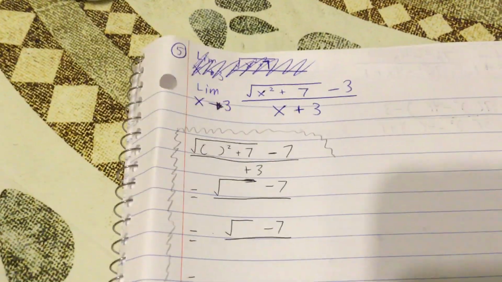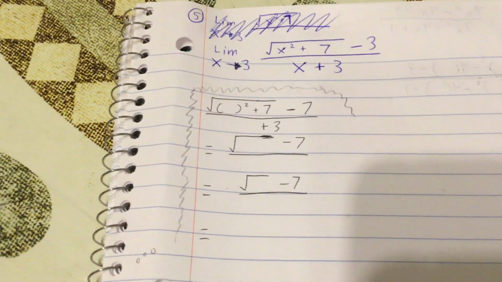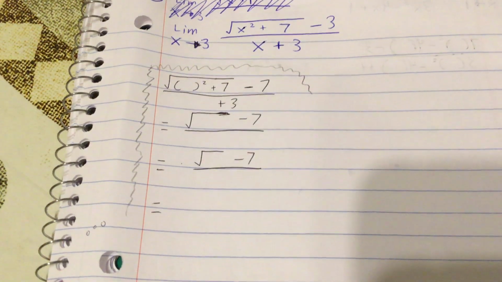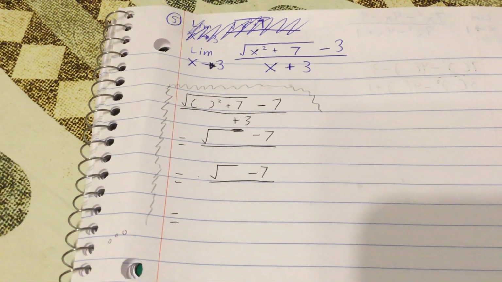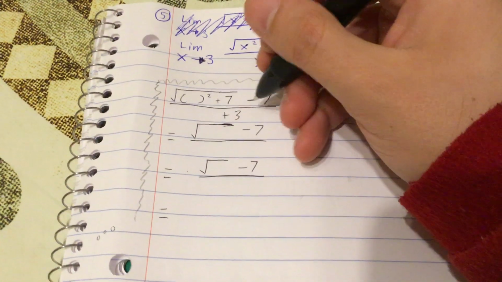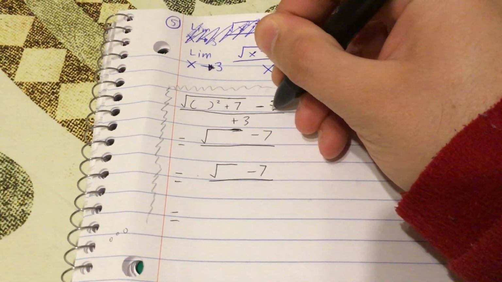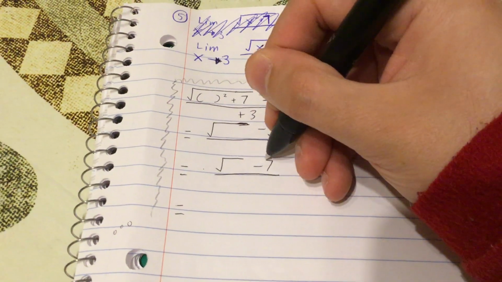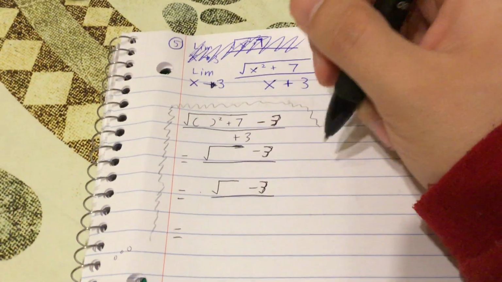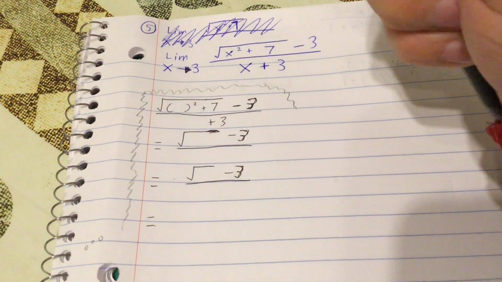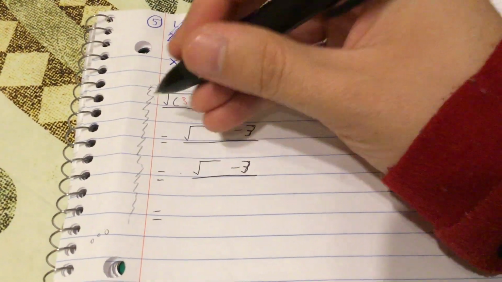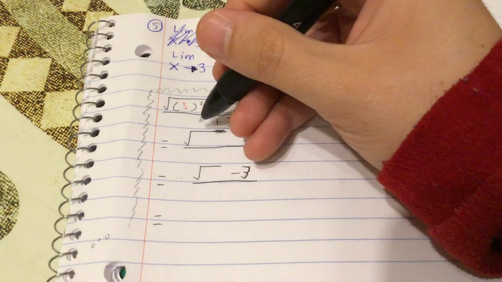Okay, moving on to problem number 5. So let's say I got the limit as x approaches 3 for the square root of x squared plus 7, minus 3, over x plus 3. Sorry about that, I wrote 7. See, this is why I shouldn't do the problems in advance, but luckily I caught my mistake. All right, so let's say I plug in x equals 3. So I get 3 squared plus 7, all that in the square root, minus 3 over x plus 3.